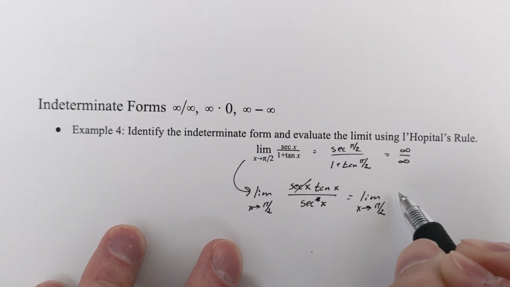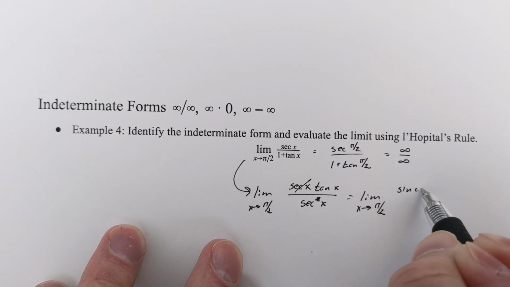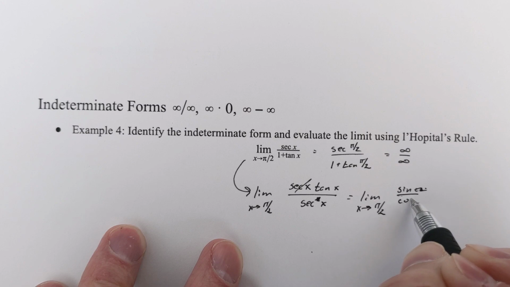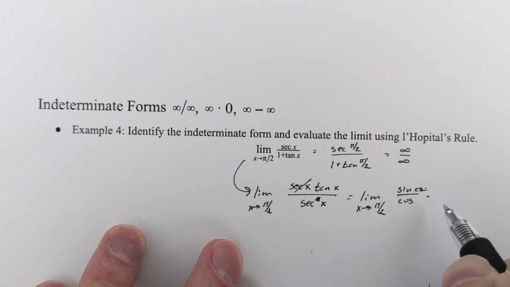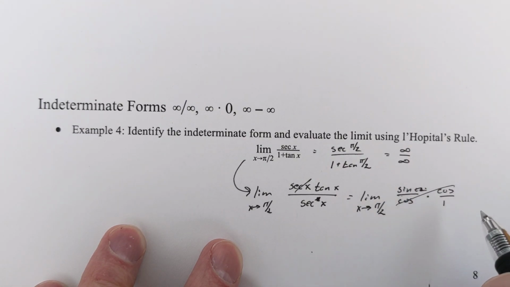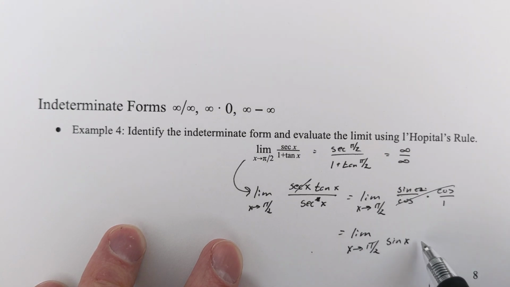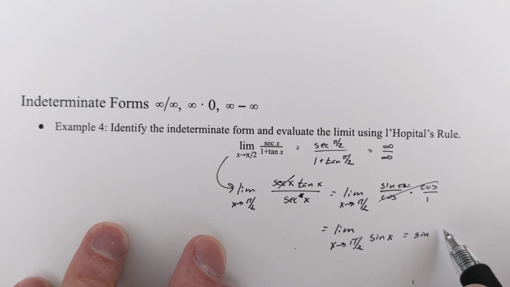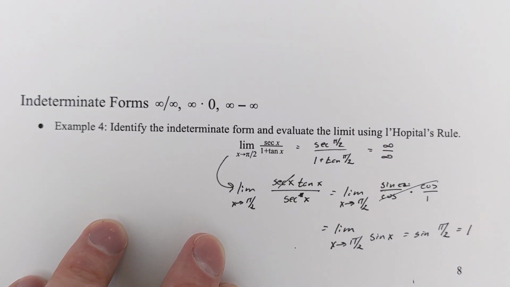So tangent is sine over cosine. Secant is, so dividing by secant is the same as multiplying by cosine, so those cancel. So this is just the limit as x approaches pi over 2 of the sine of x. So the sine of pi over 2 is equal to 1. So there's your limit.